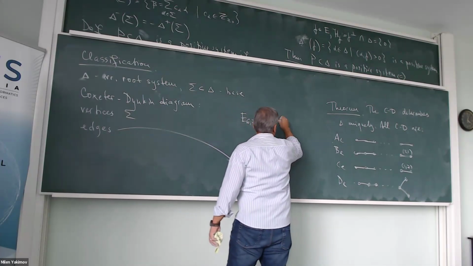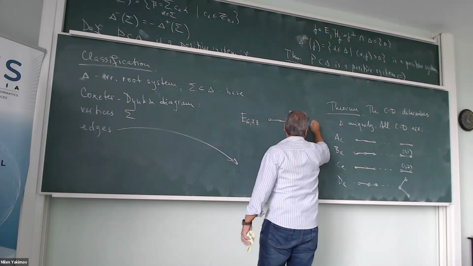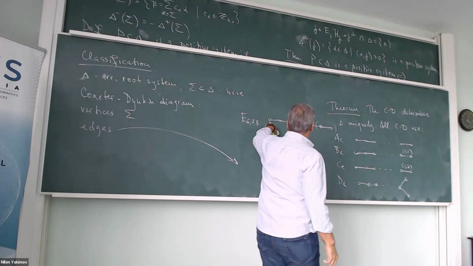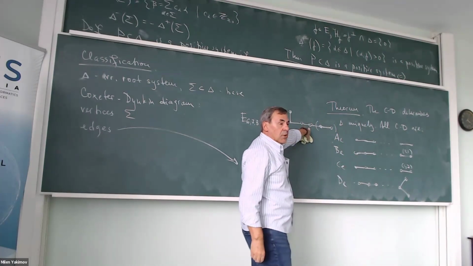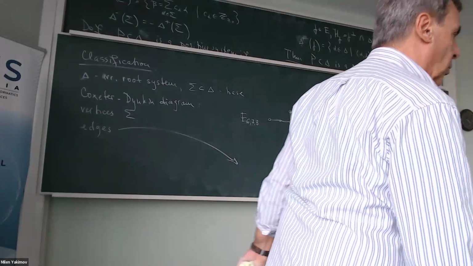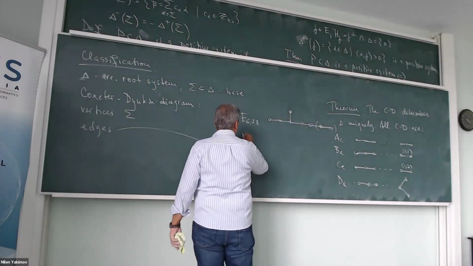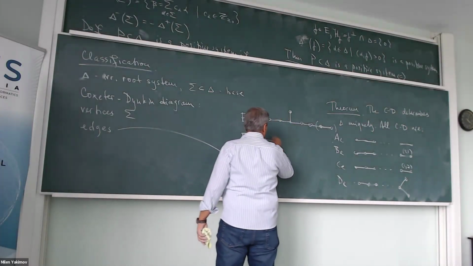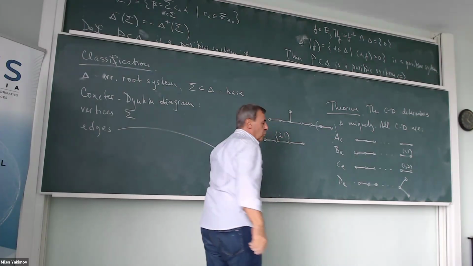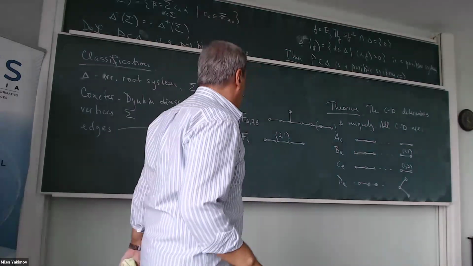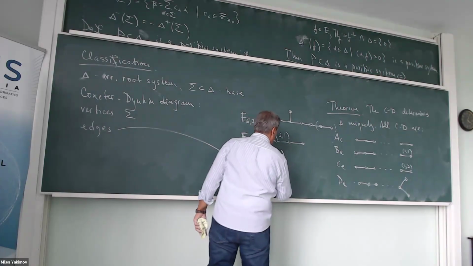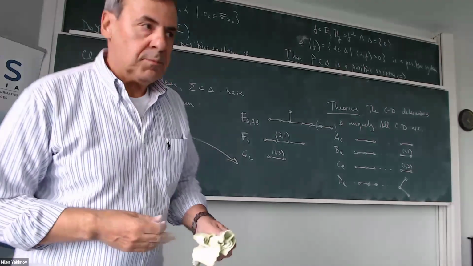E6, 7, 8. So what I'm saying is, you start here, you have these six vertices, and then for 7 and 8, you add one or two more. F4, you have the branching here. Doesn't matter whether you call it 2, 1 or 1, 2. It's the same thing. And G2, doesn't matter whether you call it 1, 2, or 3.